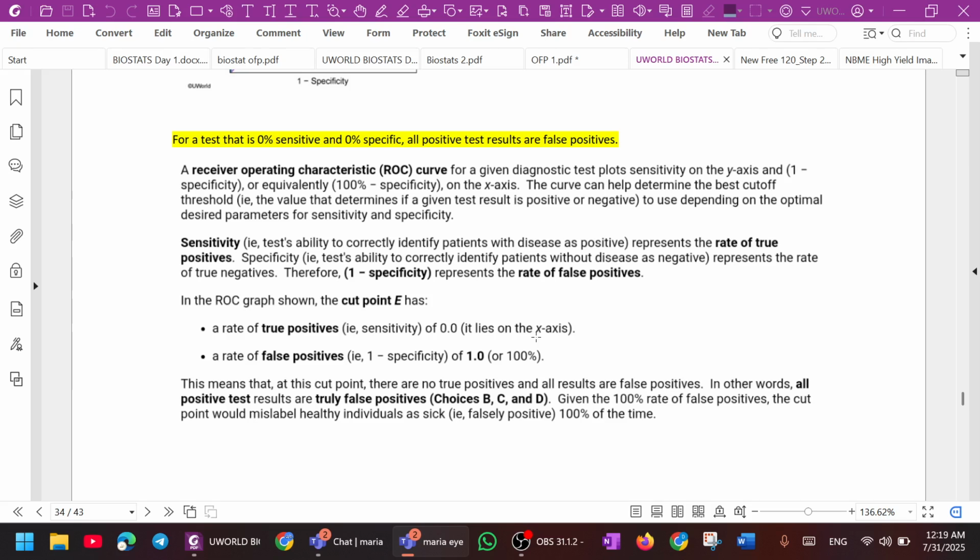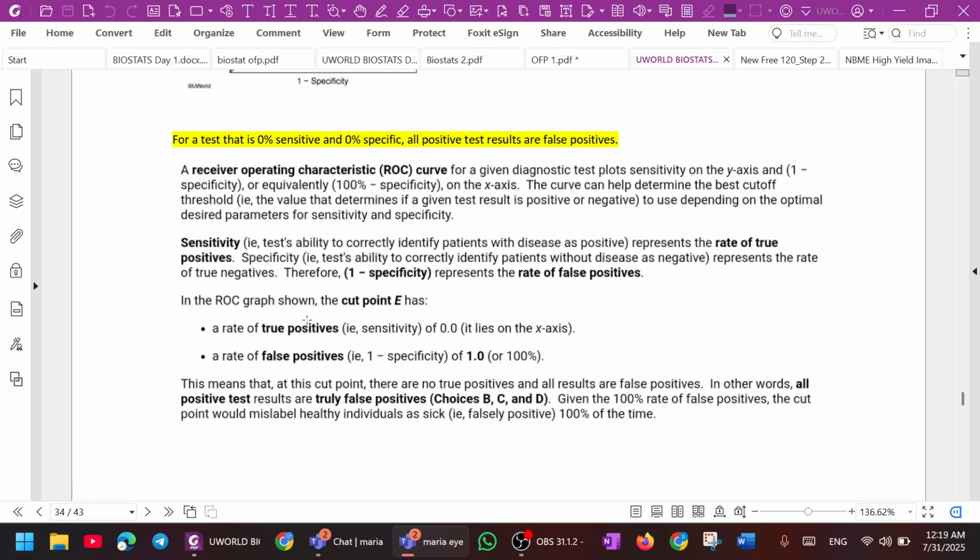The line does not make sense that all positive test results are false positive. Where are you saying it? Okay. Now I found it. Did you finish reading? I don't know if you finished reading. No, I think you finished.